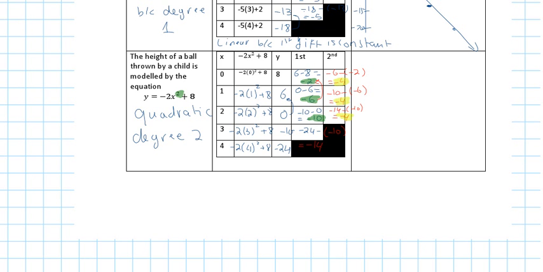So quadratic because second difference is constant. Are we okay with this?